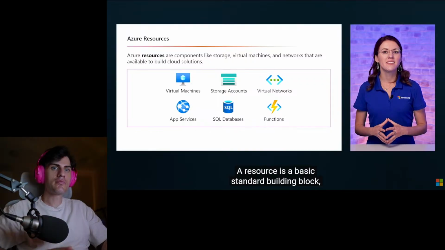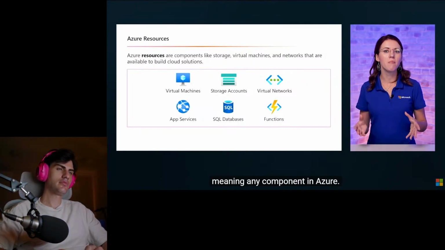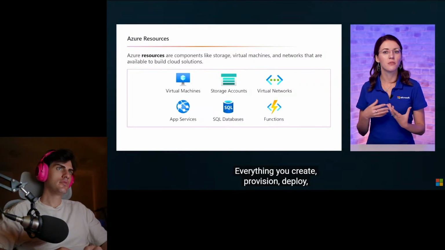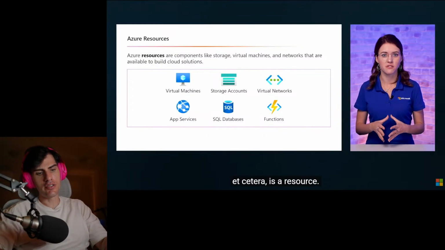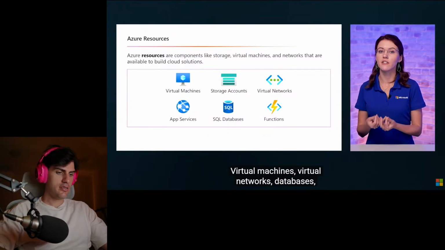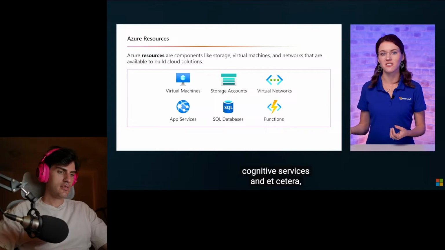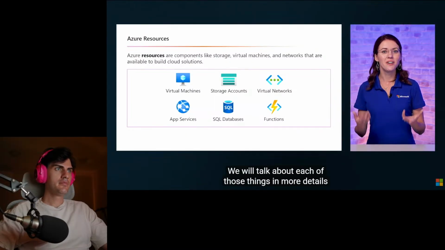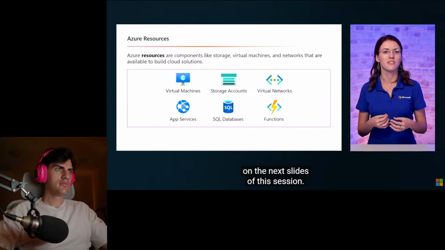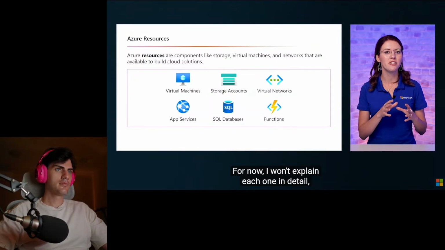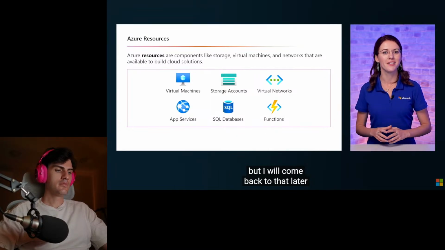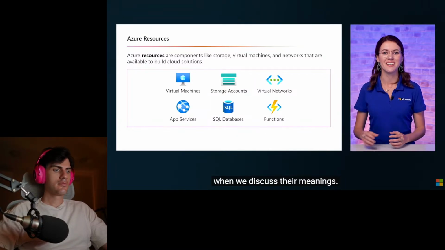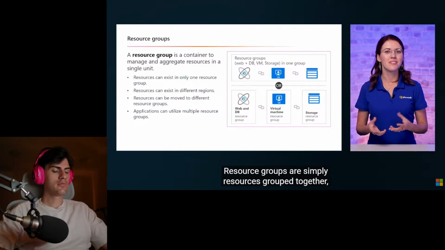A resource is a basic standard building block, meaning any component in Azure. Everything you create, provision, deploy, etc. is a resource. Virtual machines, virtual networks, databases, cognitive services, etc. All of them are resources in Azure. We'll talk about each of those things in more detail in the next slides of the session. For now, I won't explain each one in detail, but I will come back to that later when we discuss their meanings. Resource groups are simply resources grouped together, as the name suggests.